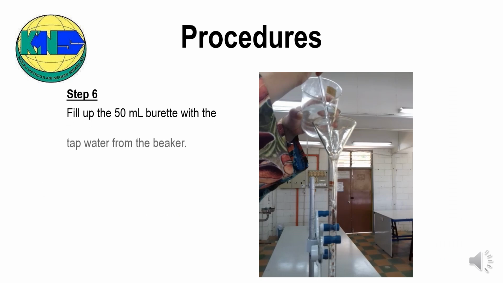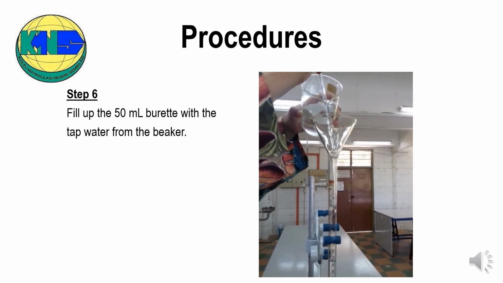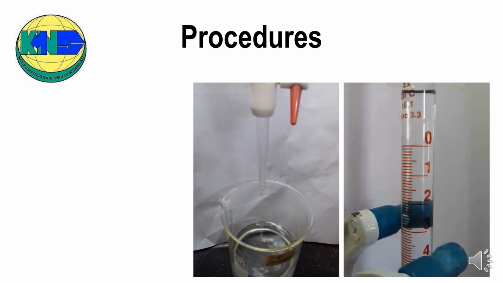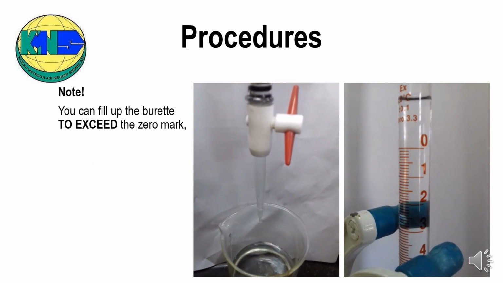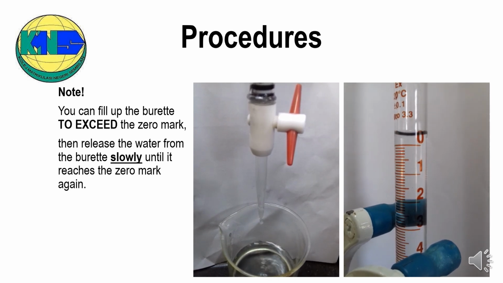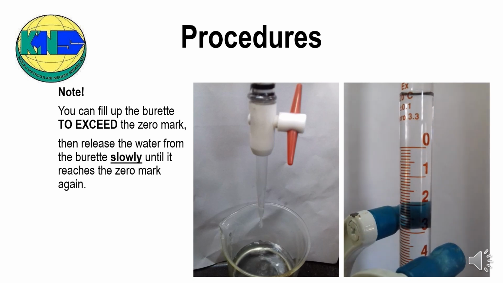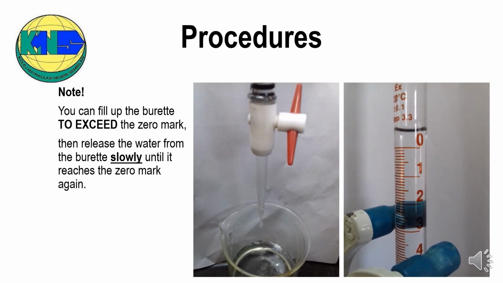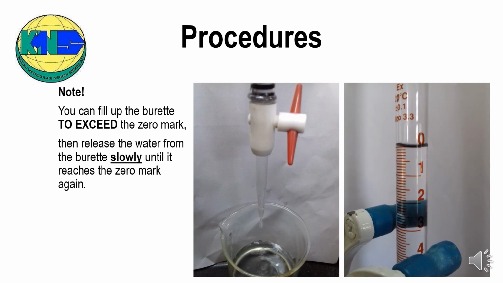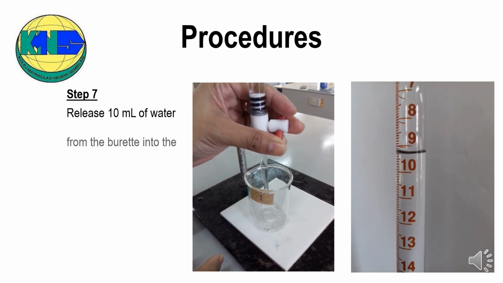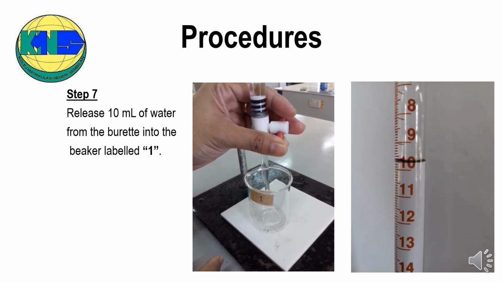Step 6. Fill up the 50 milliliter burette with the tap water from the beaker. Note: you can fill up the burette to exceed the 0 mark, then release the water from the burette slowly until it reaches the 0 mark again. Step 7. Release 10 ml of water from the burette into the beaker 1.